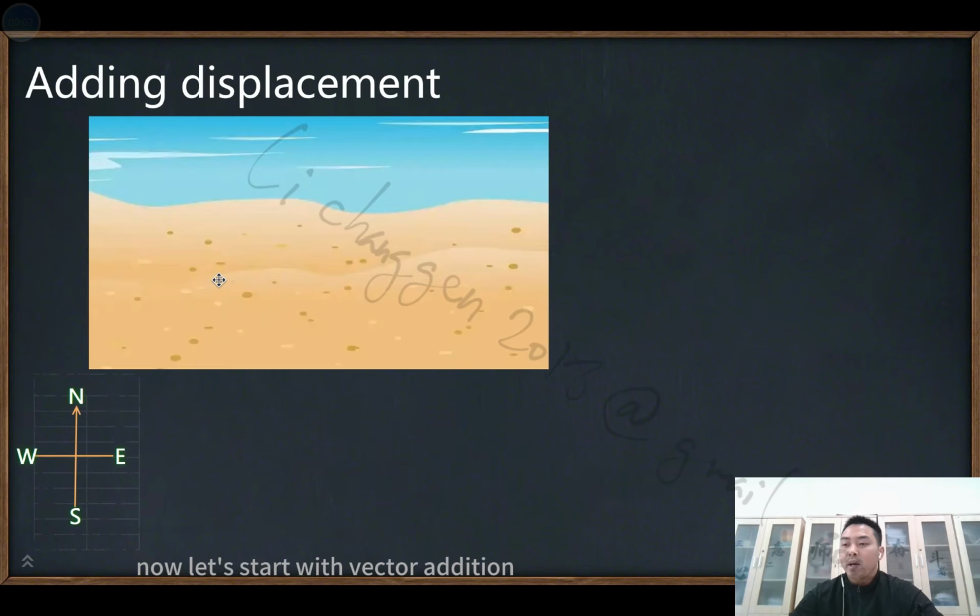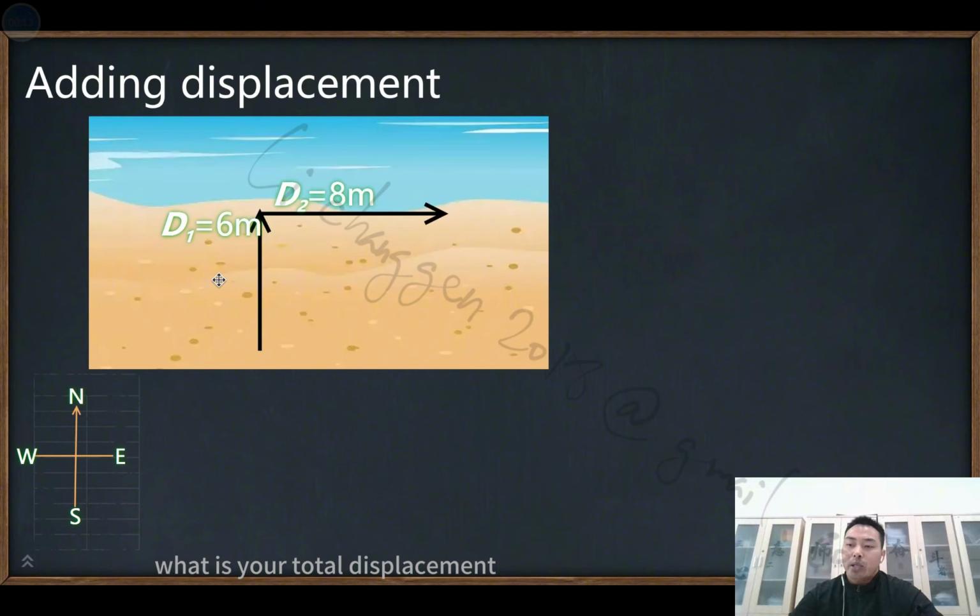Now let's start with vector addition, using displacement as an example. Imagine you walk 6 meters north, then turn and walk 8 meters east. What is your total displacement? You might think it's simply 6 plus 8 equals 14 meters, but displacement is a vector, so we have to consider the direction. To find the total displacement, we draw the first vector, 6 meters north, and then draw the second vector, 8 meters east.